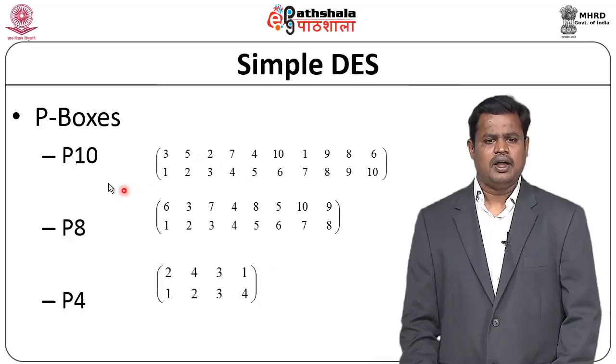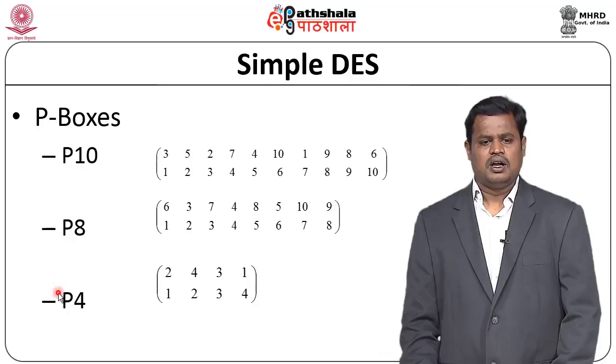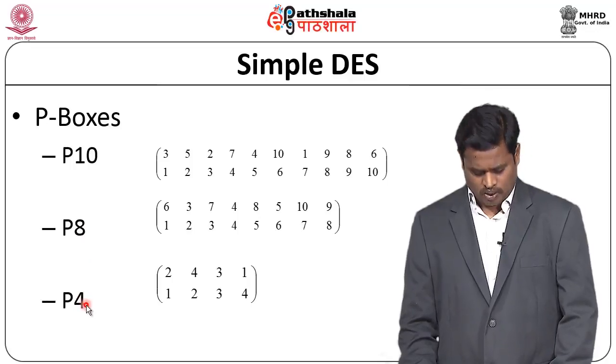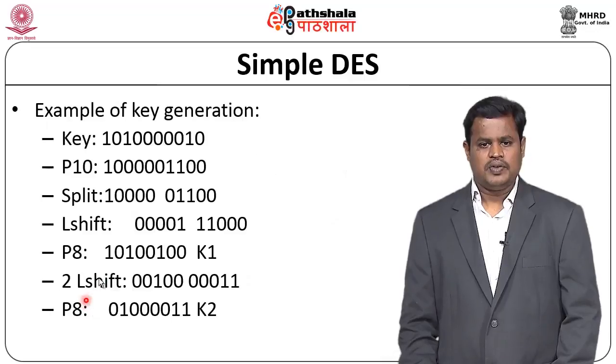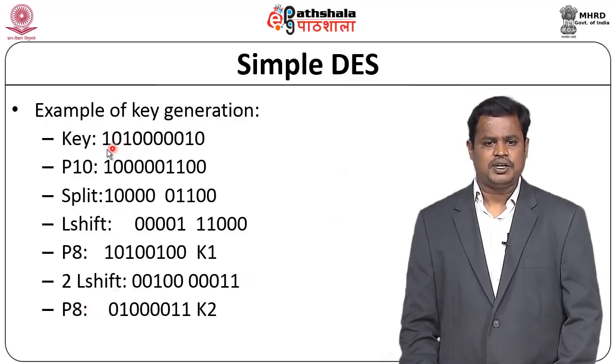Then we have a P10 box, P8 box and P4 box, which are used for the key as well as the permutation of your input, the initial permutation. We can say that this is with respect to the internal process of your round. So we can see an example with respect to key generation.